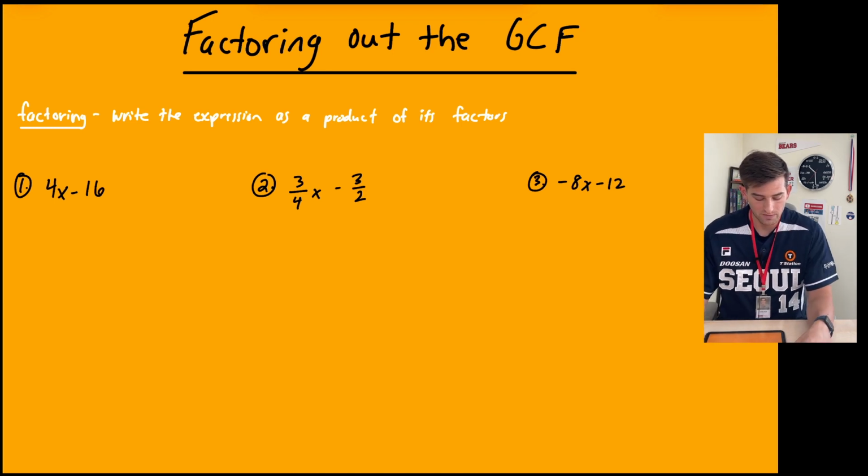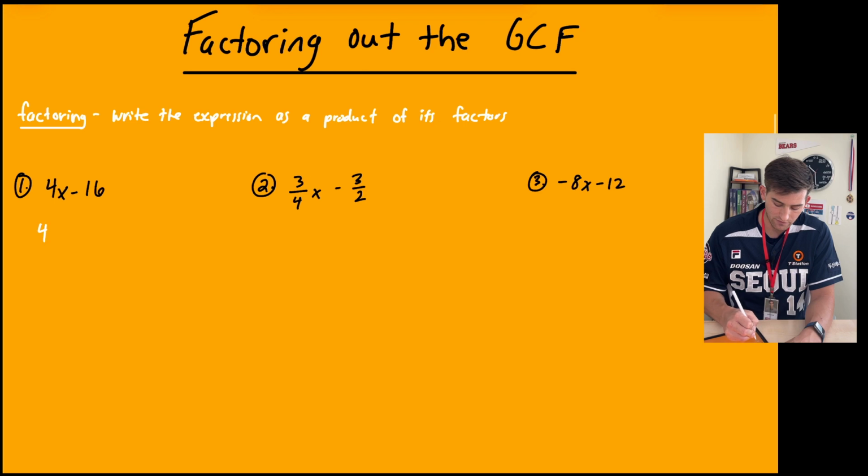So number one, we have 4x minus 16. So look at my two numbers there. I have 4 and I have 16. So first of all, is 4 a factor of 16? Yes, it is, right? Because 4 times 4 is 16. So that means we can factor out the 4.